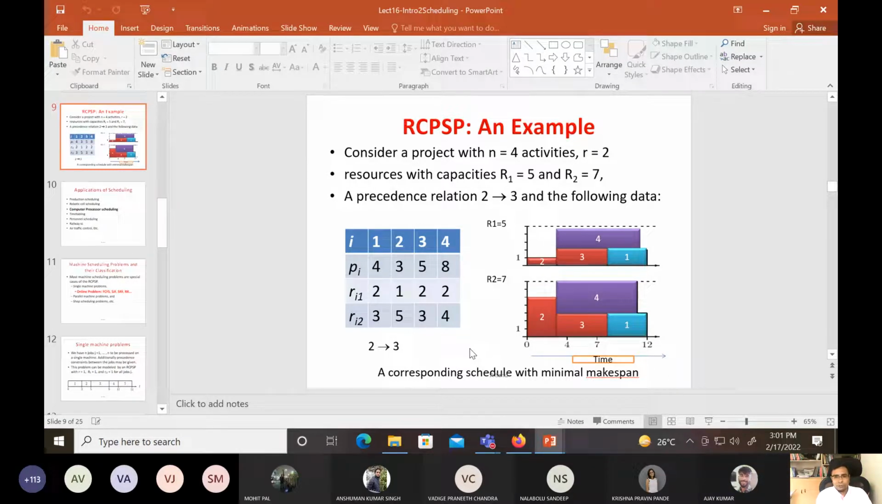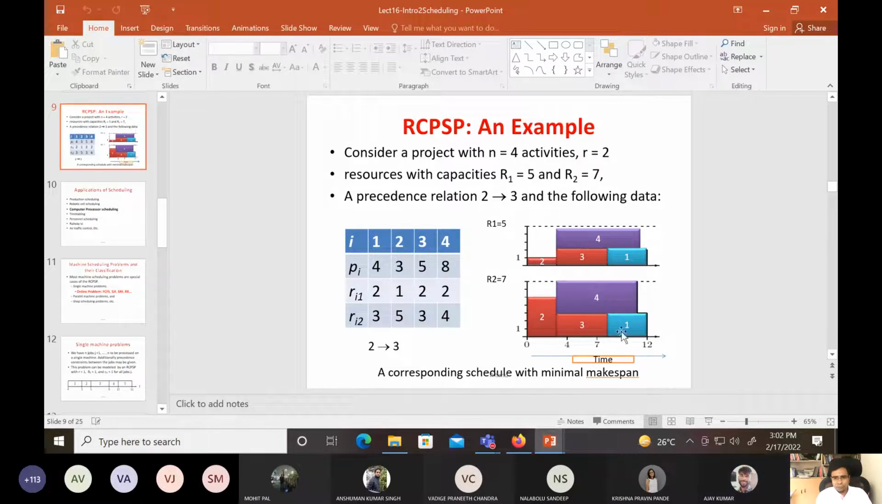So in our precedence, we have only 2 to 3. So only 3 needs to be run after 2. That is the only thing defined. But 1 is not running parallel to 3, sir. It can be run, but this is one example. But that will reduce time by 1 unit, sir. Time will reduce by 1 unit if you run 1, 3 and 4 parallelly.